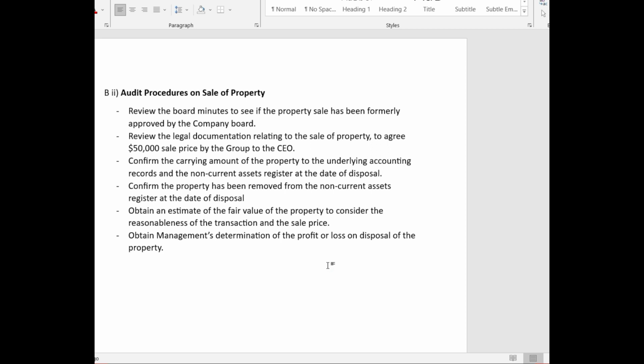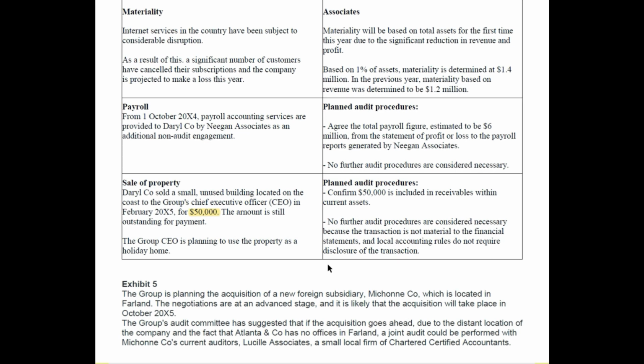and what else can you do? Right, and agree the profit or loss recognized in the financial statements, right? Because it needs to be verified from the financial statements that this profit or loss was recognized or not for the year. Now what else can we think of? Have a look.